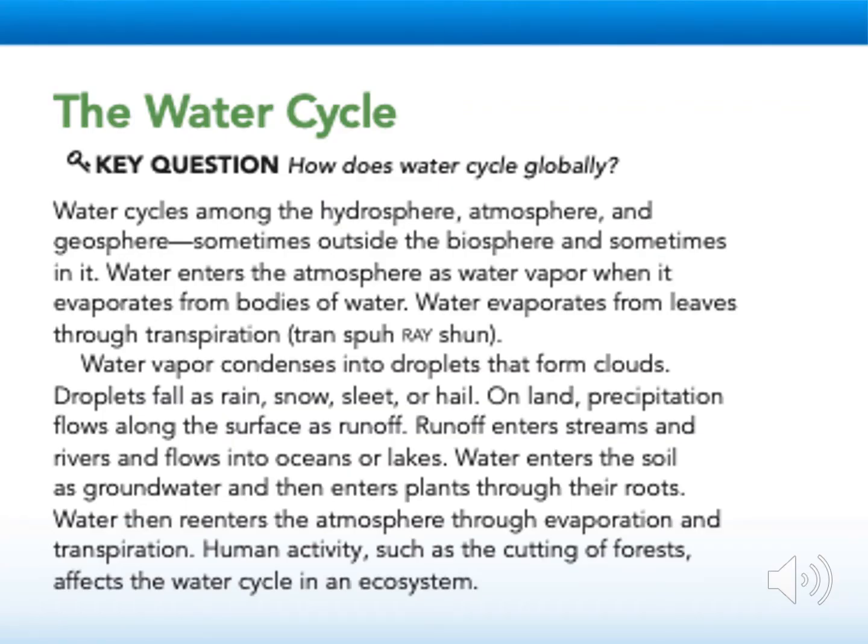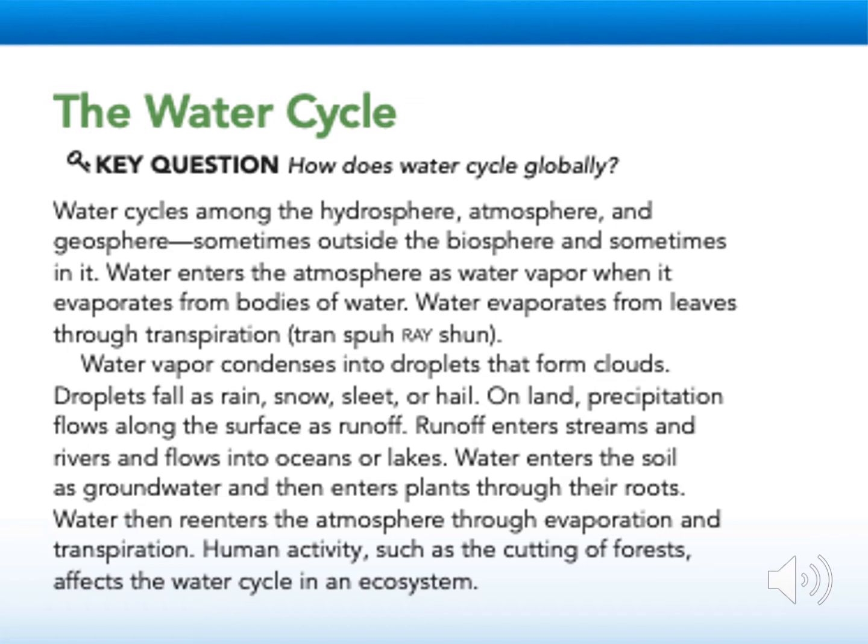Water cycles among the hydrosphere, atmosphere, and geosphere, sometimes outside the biosphere and sometimes in it. Water enters the atmosphere as water vapor when it evaporates from bodies of water. Water evaporates from leaves through transpiration. Water vapor condenses into droplets that form clouds. Droplets fall as rain, snow, sleet, or hail.